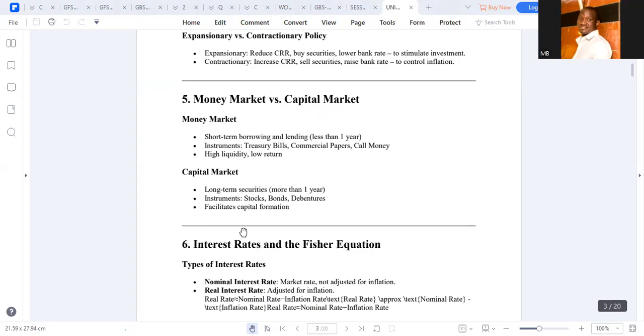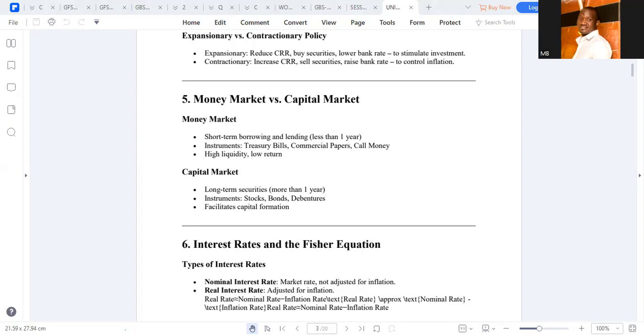Right. Let's go to the money market and the capital market. These are both segments of the financial market, but they differ in terms of duration. The money market deals with short-term borrowing of less than a year. Its instruments include treasury bills, commercial papers, and call money. The characteristics of the money market are high liquidity, low returns, and low risk, and they're used by government and financial institutions.